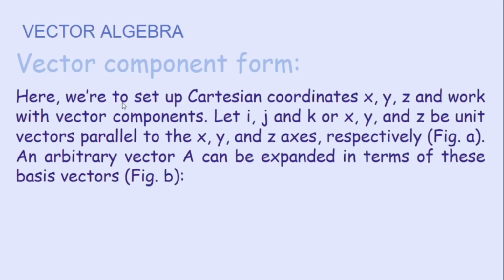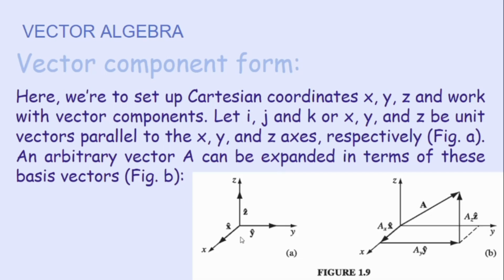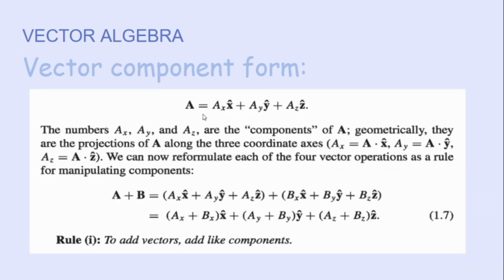Next we have the subtopic component form of a vector. For this we will set up Cartesian coordinates x, y, z, and there will be unit vectors i, j, k or x, y, z as shown in the figure, and we will have an arbitrary vector A in this form, and it will have three components ax, ay and az. It will be written as A equals ax x cap plus ay y cap plus az z cap. These are the components of the vector.